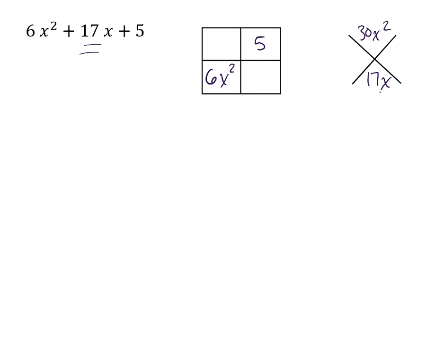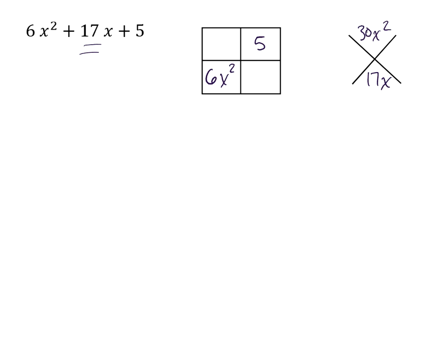Essentially what we're looking for is two factors of 30x squared. But those factors of 30x squared have to have a sum of 17x. In other words, when I multiply them, I will get 30x squared, and when I add them, I'll get 17x.